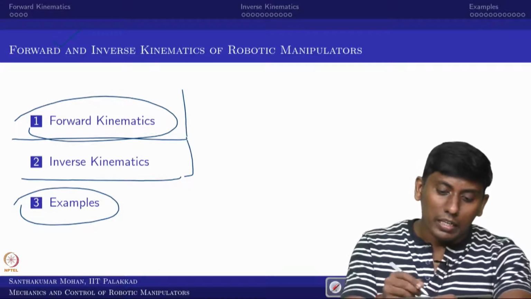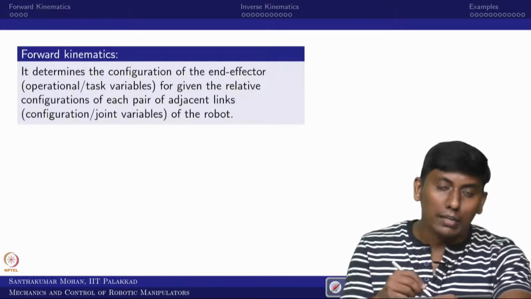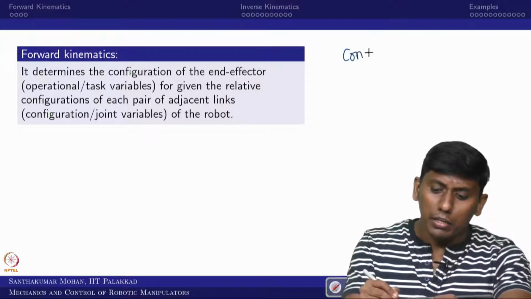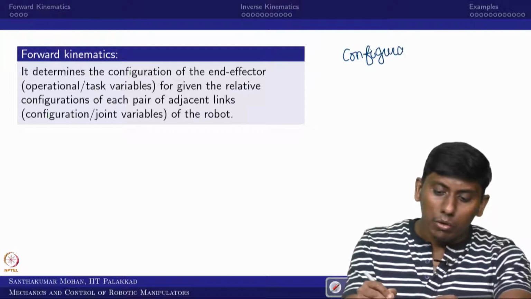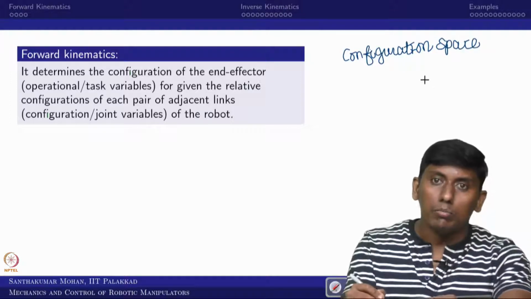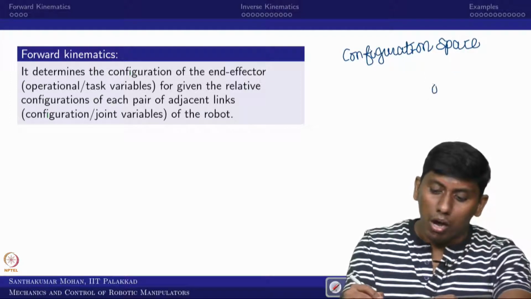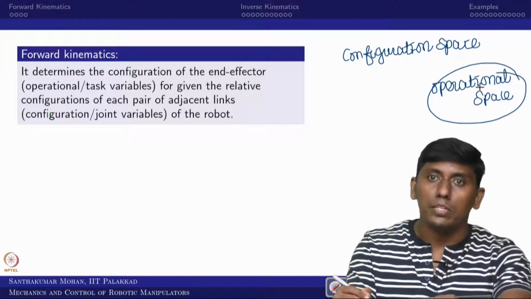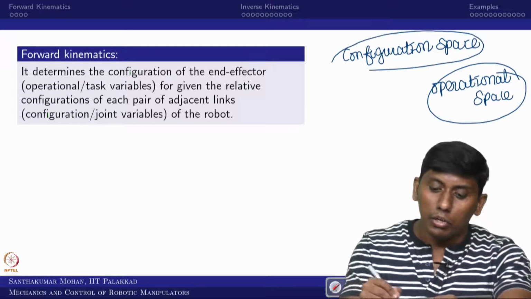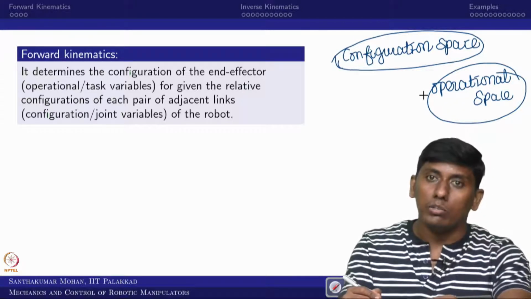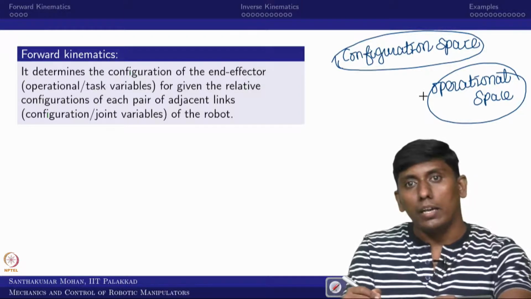So we will recall what we understood as forward kinematics in the very beginning. We have seen that there are two kinds of spaces, right? One is what you call the configuration space, and the other is the task or operational space. Operational space means the end effector positions and orientation in our understanding. Configuration space variables are the joint variables, in the sense of joint angles and joint distances.